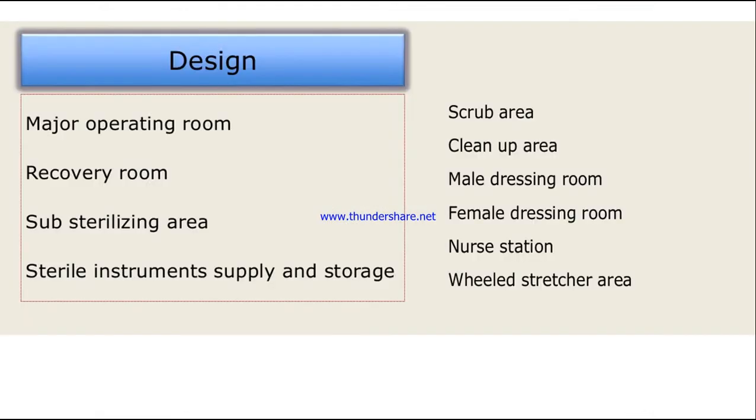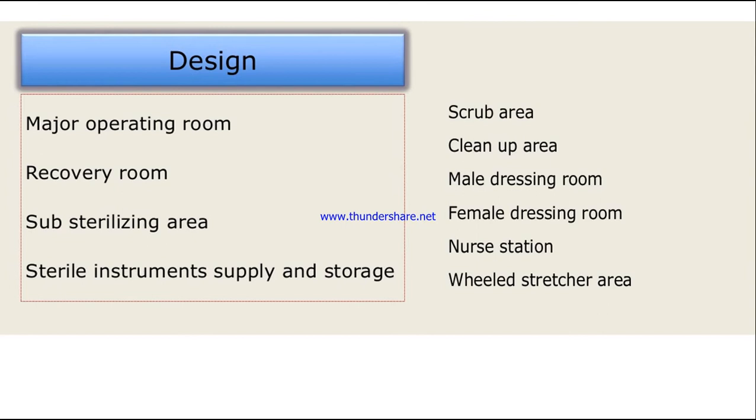Next, coming to the design. Okay, so it has a major operating room, where the main operation, the surgery, happens. Next, there should be a recovery room, post-operative ward. Next, there should be a sub-sterilizing area where the articles are to be washed. After the surgery, articles should be washed and sent for sterilization. Sterile instrument supply and storage. Proper storage of the sterile instruments should be there.